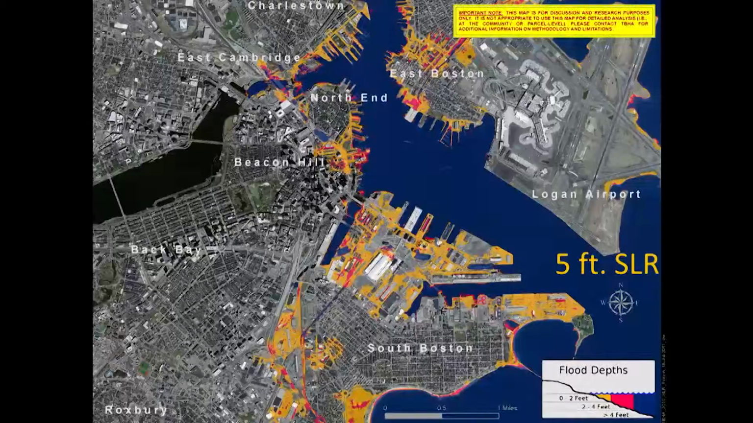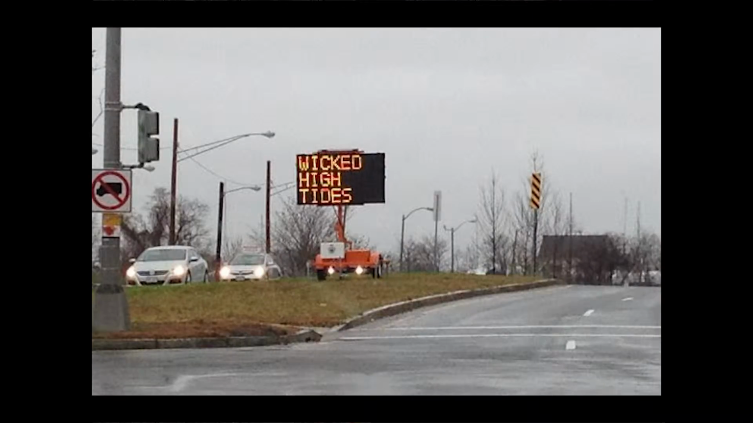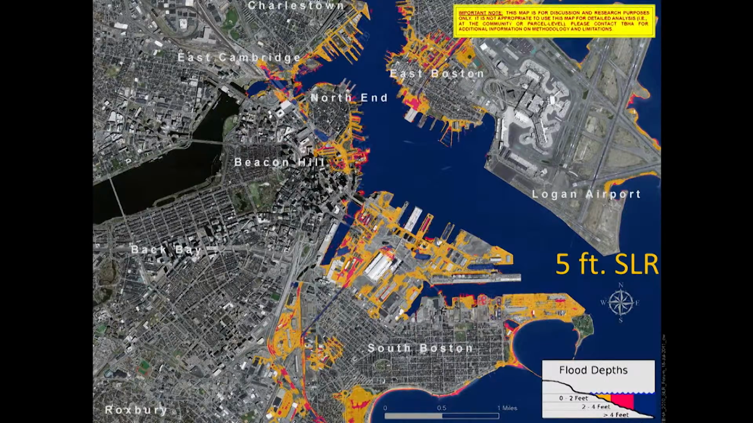Now let's look at the map of flooding during wicked high tide after 5 feet of sea level rise, projected to occur approximately at the end of the century. We can also look at this map in several ways. Under the high sea level rise scenario, this map shows the twice monthly wicked high tide in Boston by the end of the century. Another way of looking at this map is that it approximates today's current 100-year flood. On this map, you can start to see flooding in areas of the city that were created by historical landfilling.